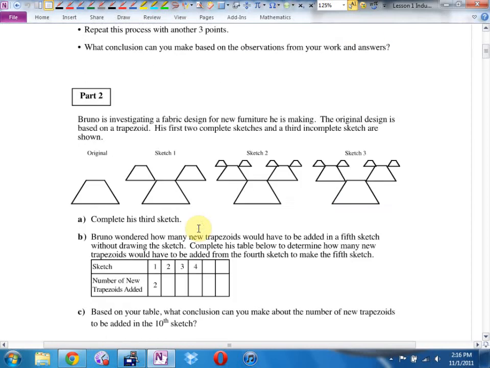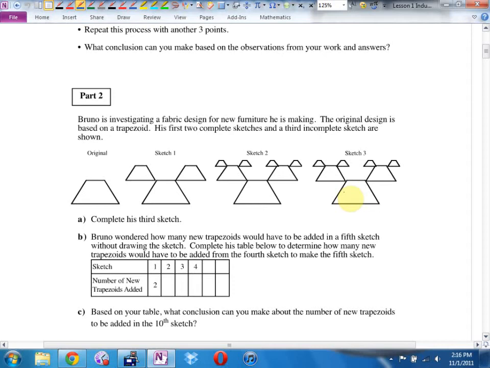It says Bruno is investigating a fabric design for new furniture. The original design is a trapezoid. And then the pattern goes like this, then like this. This is not complete. How would I complete this sketch here? What's the pattern? This is harder to articulate in English, but what's the visual pattern? Can you see what's going on here? What is going on? Jordan, oh, the hand up? Yeah.